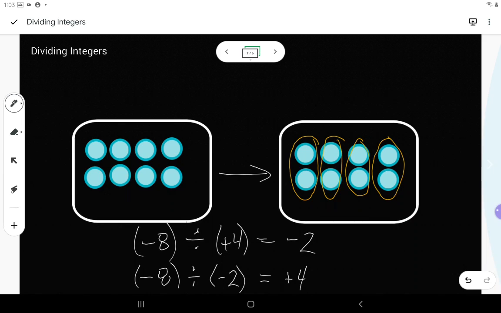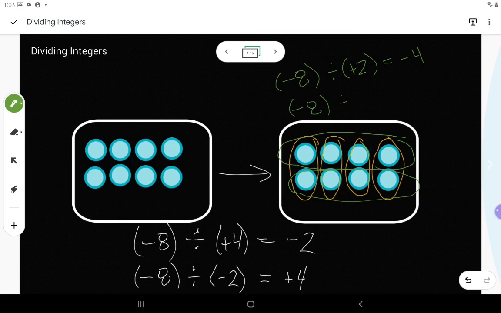Now this one would not work out as nicely as my other one if I decided to switch. So I'll leave different colors here. If I decided to group them in green instead, then my statement would be negative 8, and then I'm splitting into 2 positive groups, and there are now 4 negatives in each group. Or I'm taking my negative 8 and I'm splitting into groups that are a size of negative 4, and that would give me 2 groups in total.